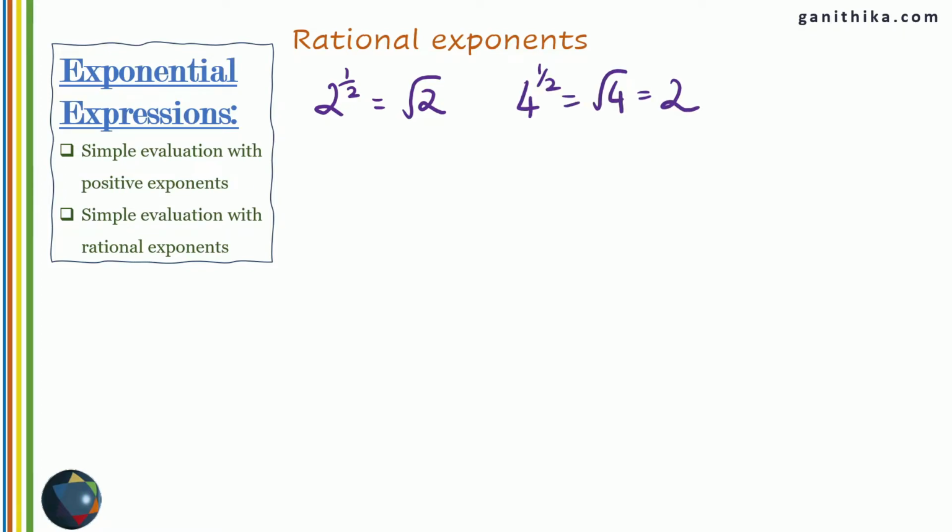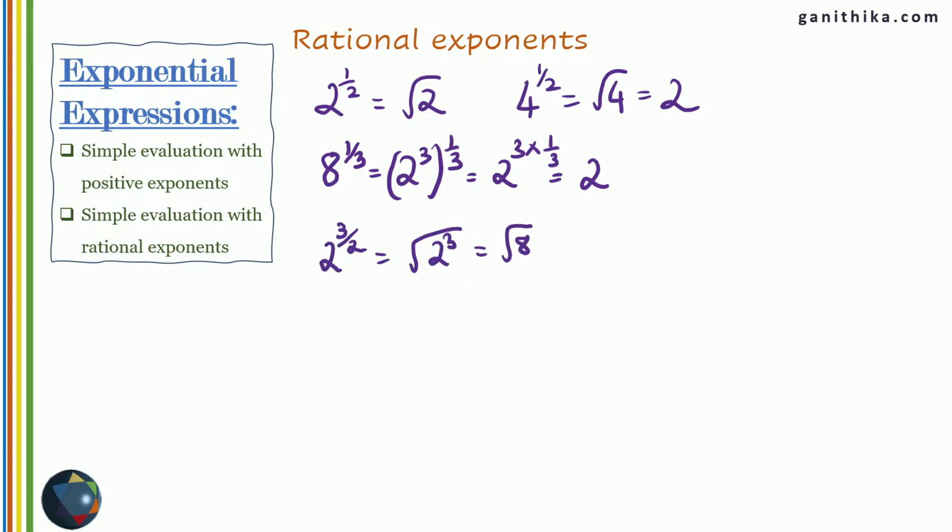Therefore, 4 to the power of half will be square root of 4, which will be equal to 2. 8 to the power of 1 over 3 is cube root of 8, which can also be written as 2 in this way. And 2 to the power of 3 over 2 is square root of 2 to the power of 3, which gives you square root of 8. All these things again you must have learnt in earlier years.